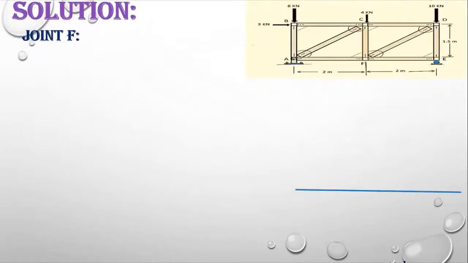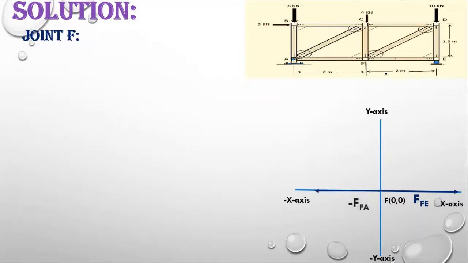So at joint F, how many member forces are acting? Let me tell you, 1, 2, 3, and 4. Two horizontal forces, one vertical force, and the fourth one is the inclined force. So how can it be calculated? Let me draw it and write down the axes. The first member force is FFE, then FFA, which should be negative because it is acting on the negative x-axis. Then there is a vertical member force, FFC, that is positive. Then there is the inclined force, FFD.